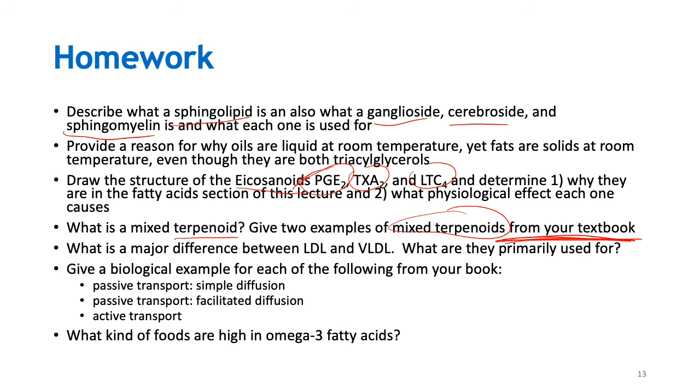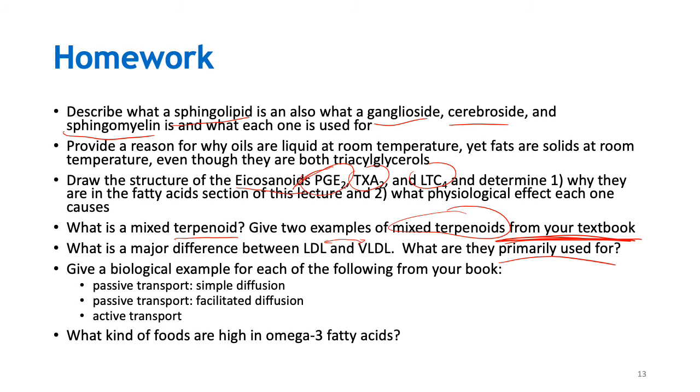What's the major difference between LDL and VLDL other than the protein component? I don't want to know that one's higher density than the other. I'm looking for function. I'm looking for you to critically think. What is the difference and what are their purposes? What are they primarily used for? If you can tell me that, then I can see that you are understanding what's going on in this chapter, especially the lipoprotein part.